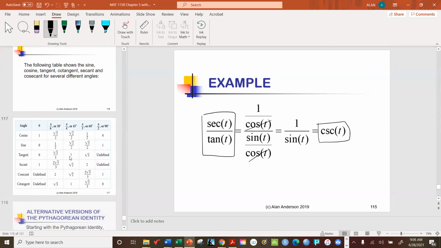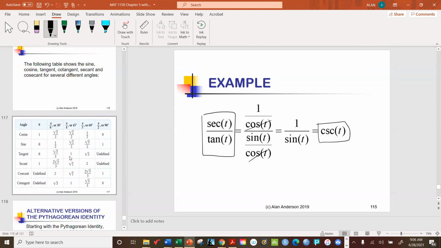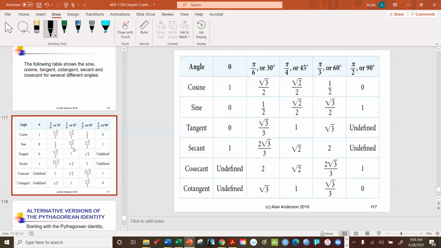Now, by the way, I found this table. Remember, before we had a table that showed all the different sines and cosines for different angles. This table includes all 6 functions. It might be convenient to have these all together in one place. So if you need this information, there it is. Now that's a very, very helpful table, I think you'll agree.